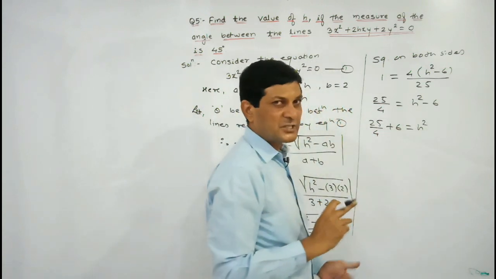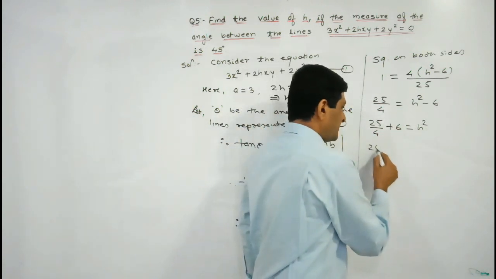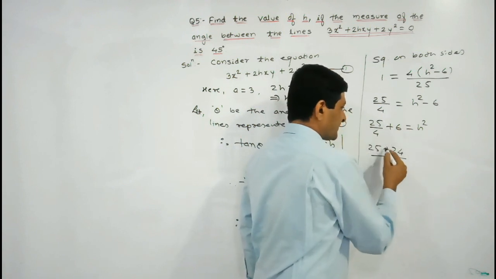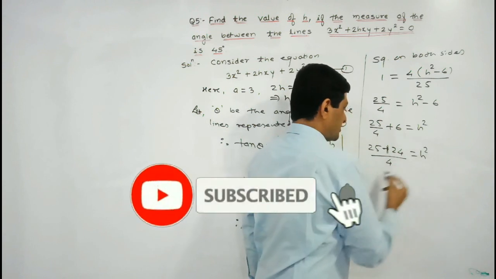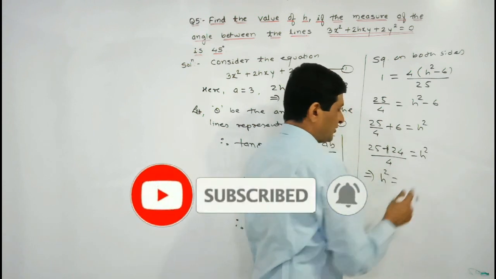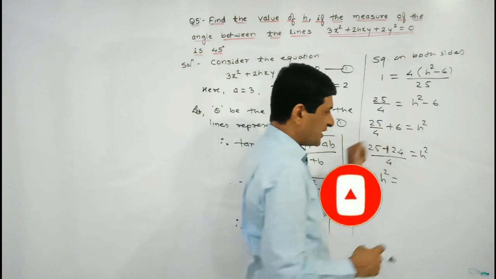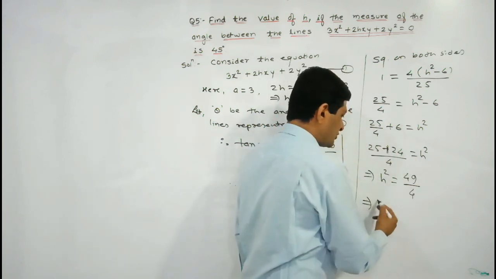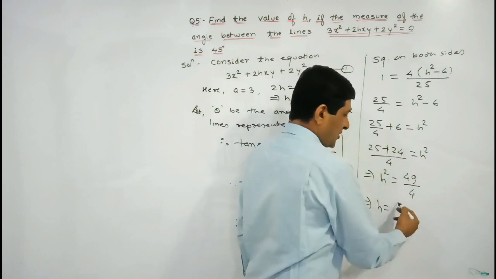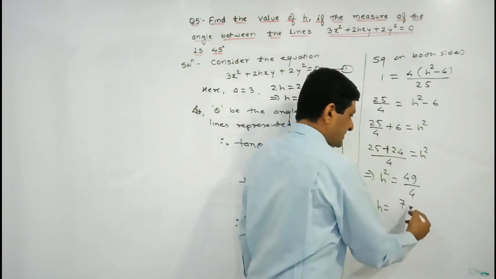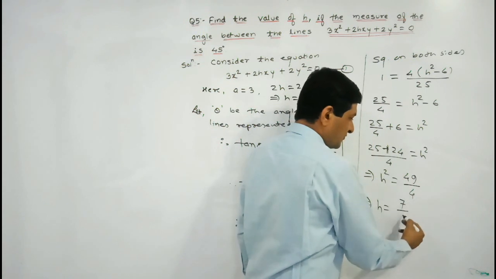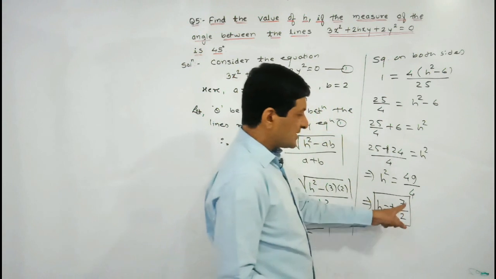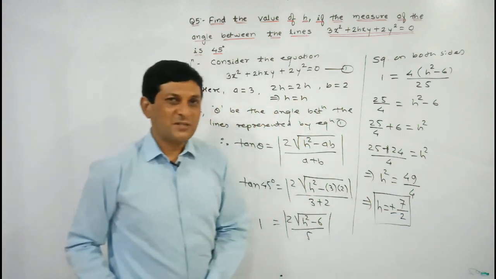Take the cross multiplication, let us see what we'll get here. So 25 plus 4 into 6 will be 24 upon 4. Just simply we have taken cross multiplication, which implies that h square is equal to 25 plus 24 is 49, and in the denominator 4, keep it as it is. If we are taking square root on both sides, so square root of 49 is plus or minus 7, and square root of 4 is 2, means value of h is what? Plus or minus 7 by 2. In this way we have got the value of h.